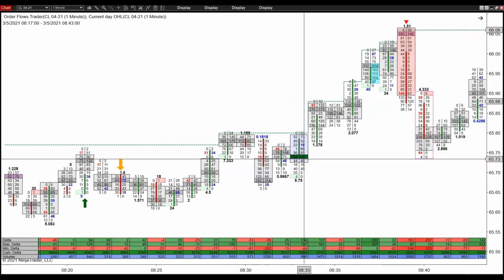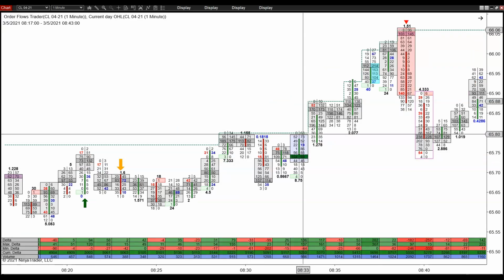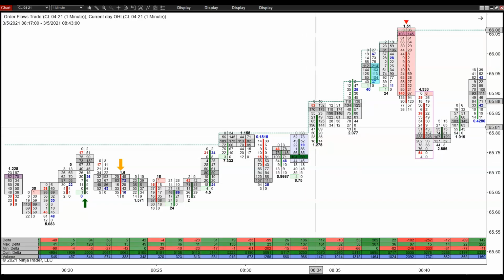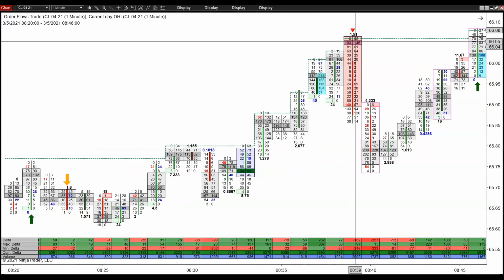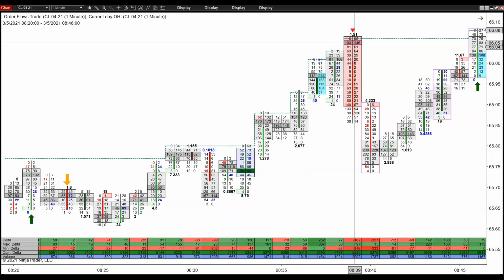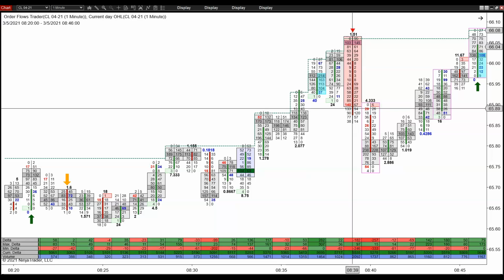Here's an EVA and a slingshot. Now, granted, you're at the high of the day. Trade location wise, can the market go higher? Yeah, of course it can. But in this case, it went up, then it ran into not a slingshot, but a prominent point of control and a bearish EVA.